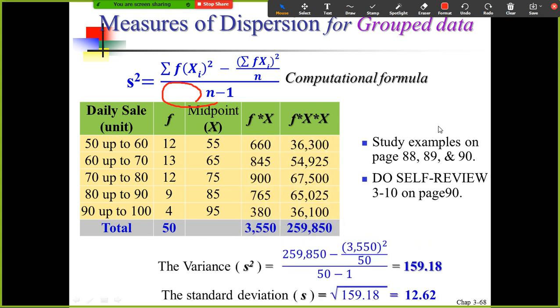Okay, so this is your working time. You need to spend your time to practice, to work, in order to get a clear understanding of how to proceed to find variance and standard deviation from grouped data.